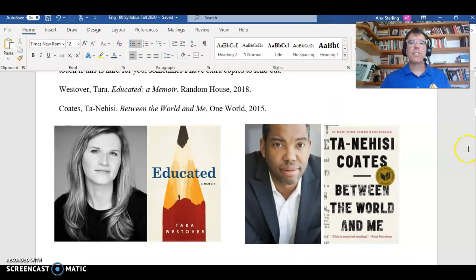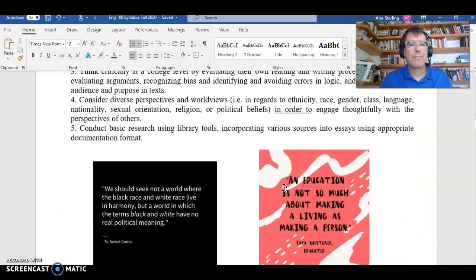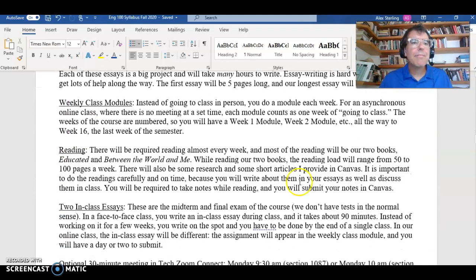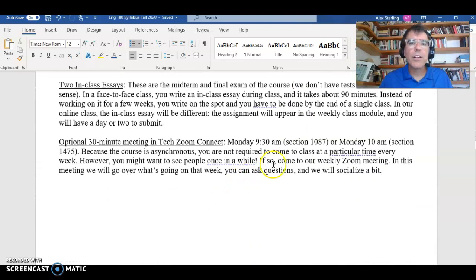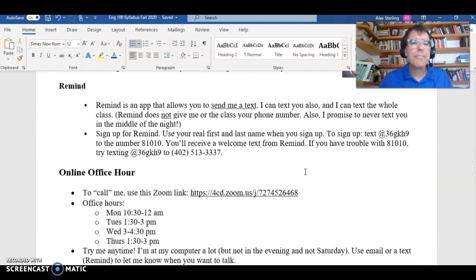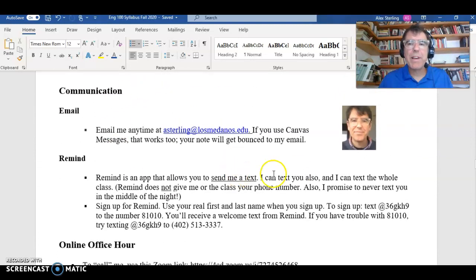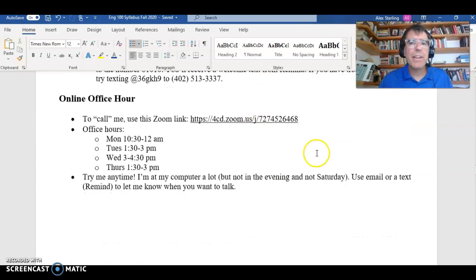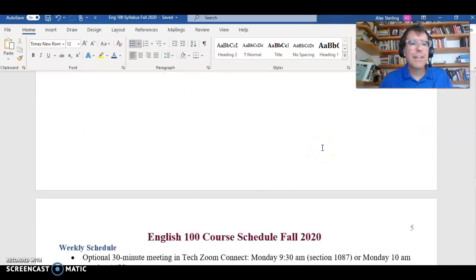Okay, our books. You probably already know that you need to get our first book, Educated, right away. Most of the reading for the course will be in these 2 books, and so I hope you like them. All right, we're not going to go over everything, as you can see. You will see a communication page in Canvas, so it'll be easy to get in touch with me.